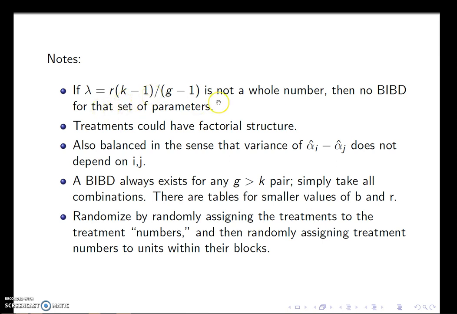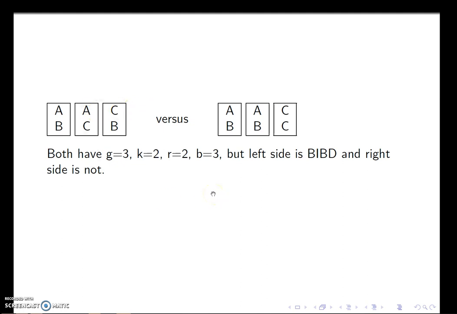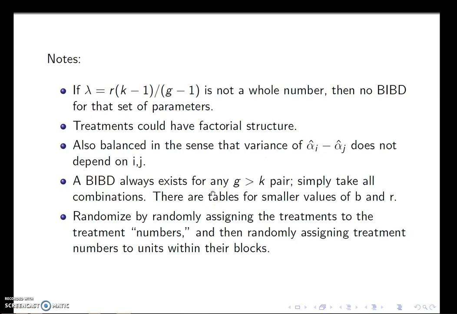If we don't get a whole number for lambda, like before on this design we got lambda equals 1, right? If we don't get a whole number, then there is no balanced and complete block design for that set of parameters. So you either need to increase your number of blocks or do something else. Change your number of levels if possible, but you've got to adjust your design.